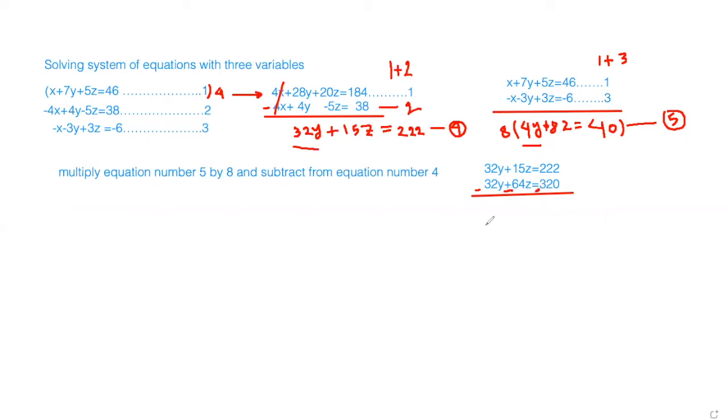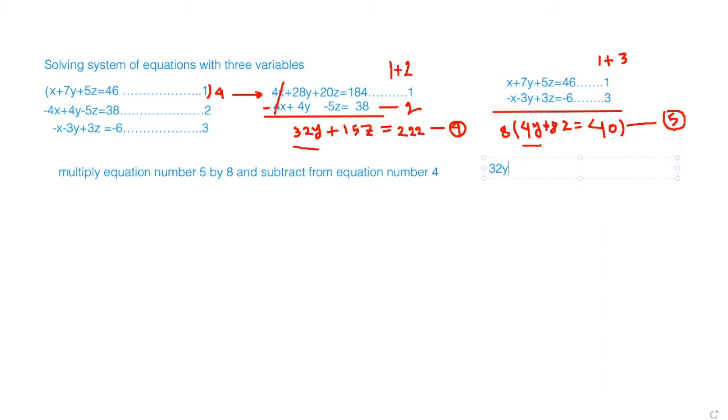So when you subtract, 32 minus 32 will give me 0. So nothing here, and then 15 minus 64. From 15 minus 64, we should get negative 49z. Negative 49z equal to, so here 320 is a bigger number, so the sign will be negative, and then 320 minus 222.